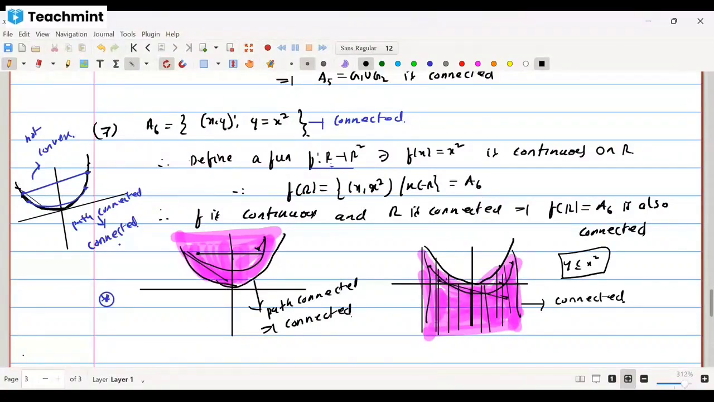So y equals x square is connected, y less than or equal to x square is connected, y greater than or equal to x square is connected, but this one is not convex. Why? Take any 2 points on this set, we cannot join them by a straight line segment, right? This straight line is entirely outside, so not convex. But if you choose any 2 points here, we can find a straight line, so this one is convex. So y equals x square is not convex, y less than or equal to x square is not convex, but y greater than or equal to x square is convex, and also connected. In these 3 cases they are connected. Of these three, 2 are not convex and this one is convex.